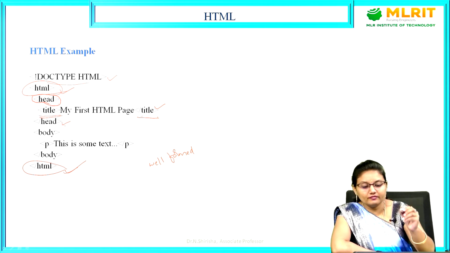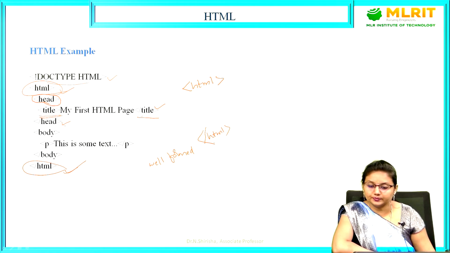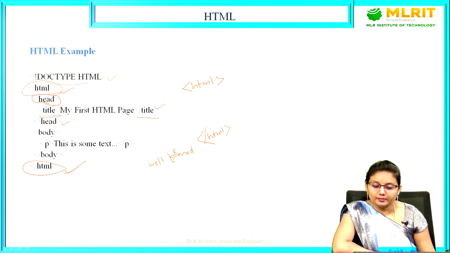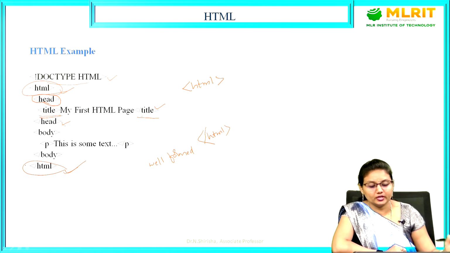Every starting tag will normally be written like this: HTML in between less than and greater than symbols. But whenever you want to close the tag, it should be followed by /HTML. The same tag you have to write here. Then the body part. Once the head part is over, each HTML document has a body part.